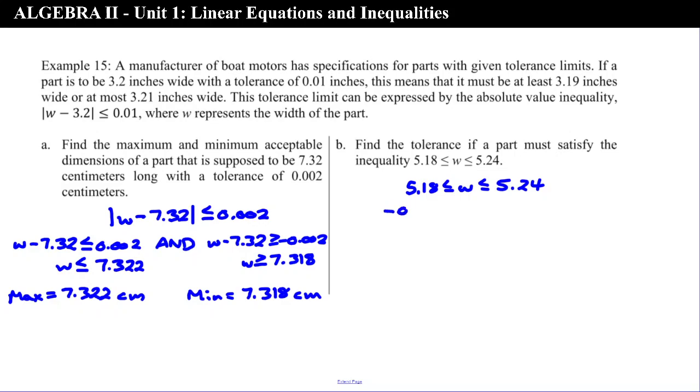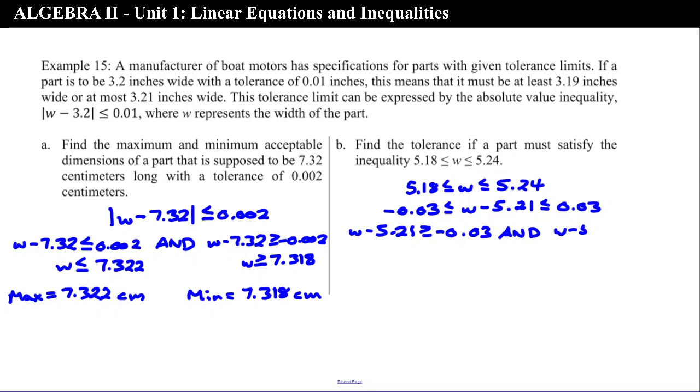And when we do, we get negative 0.03 on this side. We get W minus 5.21 in the middle. And then on this side, we get 0.03. So since this is a compound inequality, this can be rewritten as W minus 5.21 is greater than or equal to negative 0.03, and W minus 5.21 is less than or equal to 0.03. Okay, and that's the one that's kind of kept the same. This is the one where we flip something, because this looks very much like the format that we want. This one is the same thing, just with the sign flipped and the inequality flipped. The sign of 0.03 is changed to a minus, and we flip the inequality.